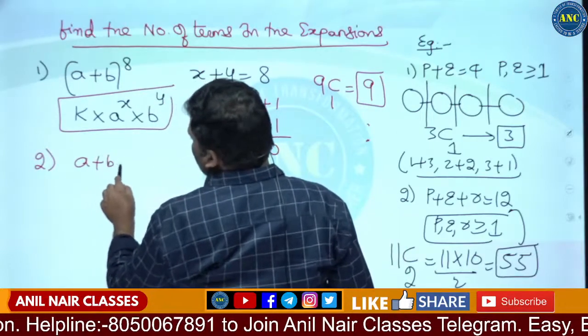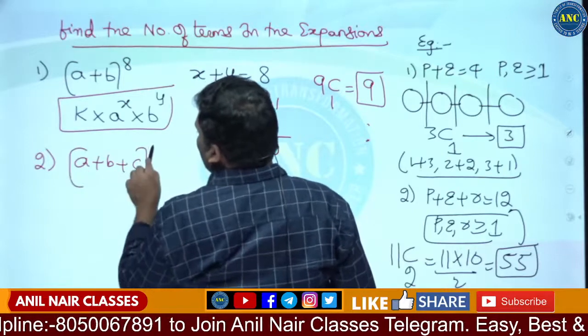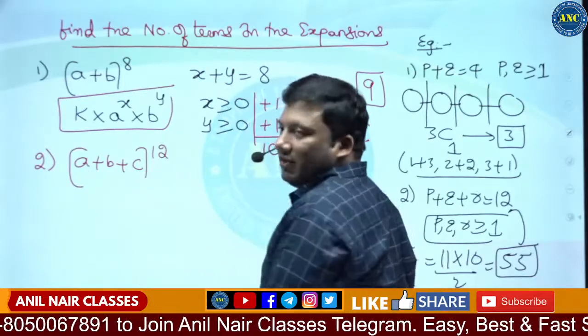Similarly, second question: (A plus B plus C) power 12. How many terms are there in this expansion?